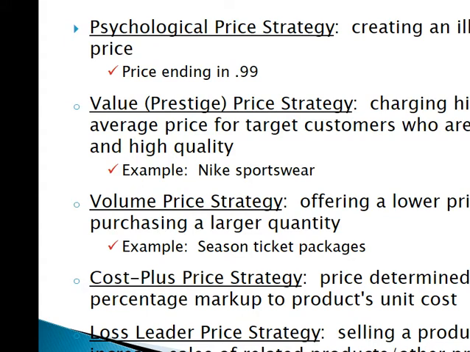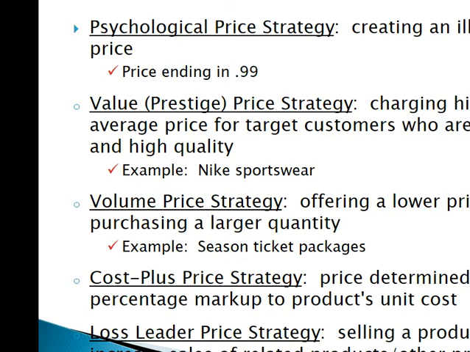Volume price strategy is almost the opposite in that it offers a lower price, but that lower price is tied to purchasing larger quantities. So for instance, sticking with our Cardinals baseball theme, if you buy a season ticket package, or even just a multi-game package for the Cardinals, you will get a lower price per game or per ticket than you would if you only purchase tickets for one game. That's called volume price strategy. So the more you buy, the lower your price goes per unit.